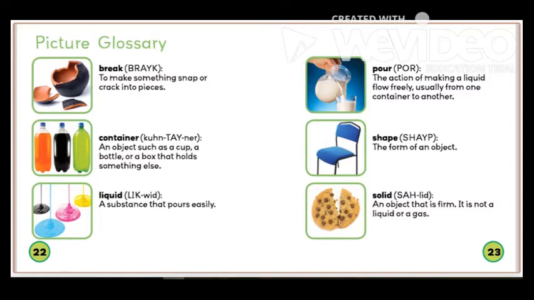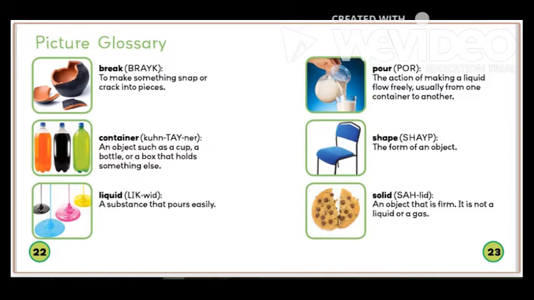Let's go to our next word, liquid. A liquid is a substance that pours easily. What kind of liquid do you see in this picture? Paint. Good job. This liquid is paint, and they're different colors. You have black, blue, pink, and yellow.